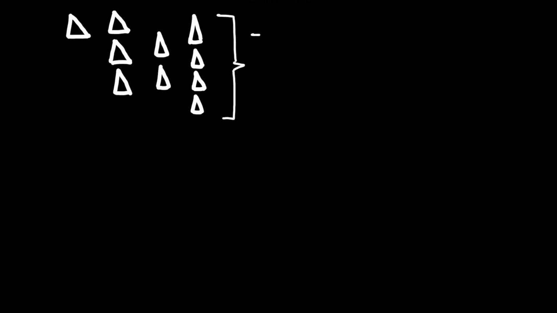So I'm just going to write on the side. For our first term, we have one triangle. For our second term, we have three triangles. For our third term, we have two triangles. And for our fourth term, we have four triangles.